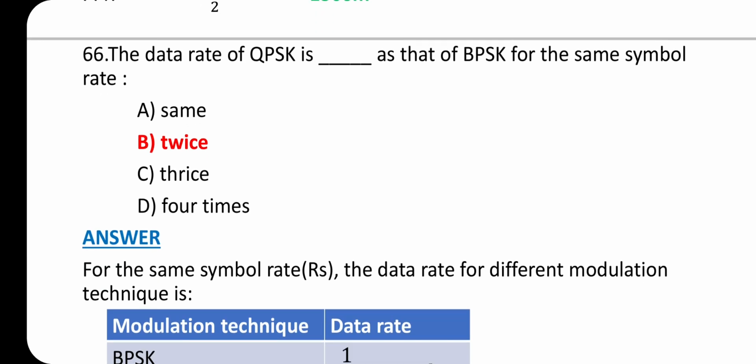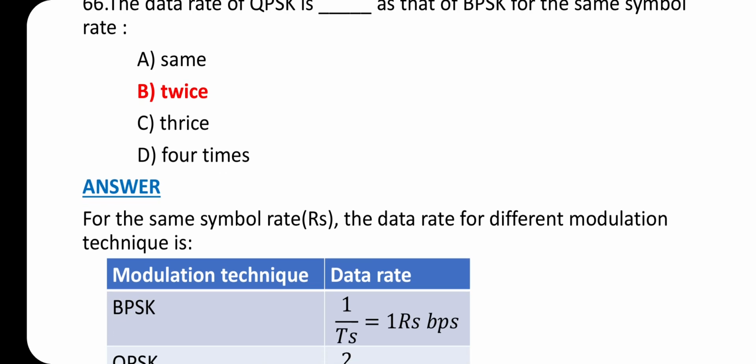Question number 66. The data rate of QPSK is dash as that of BPSK for the same symbol rate. That is option B, twice.